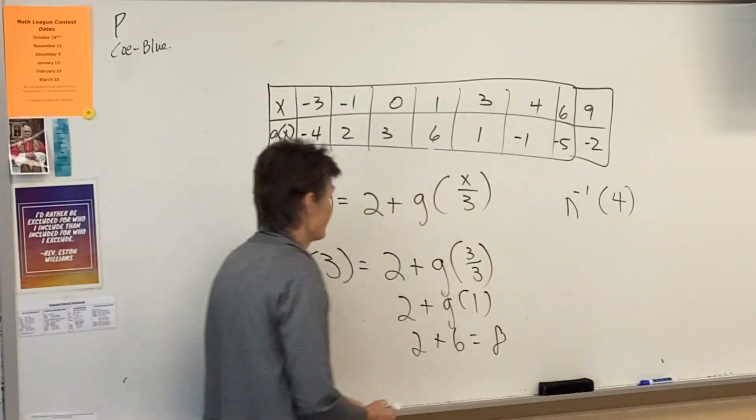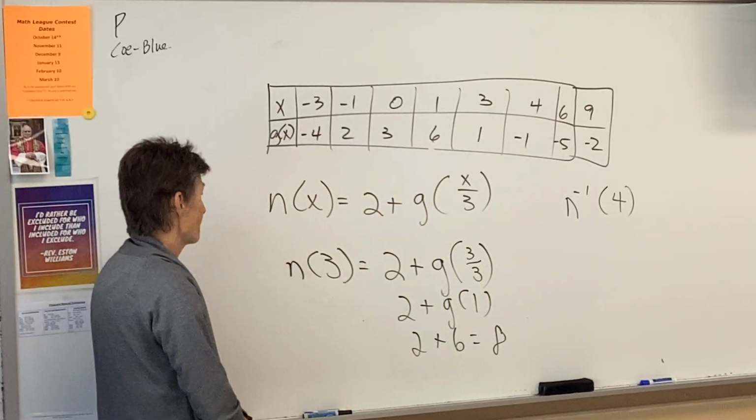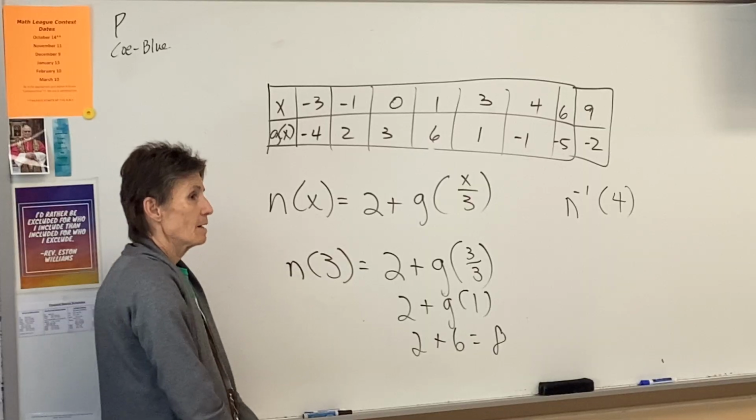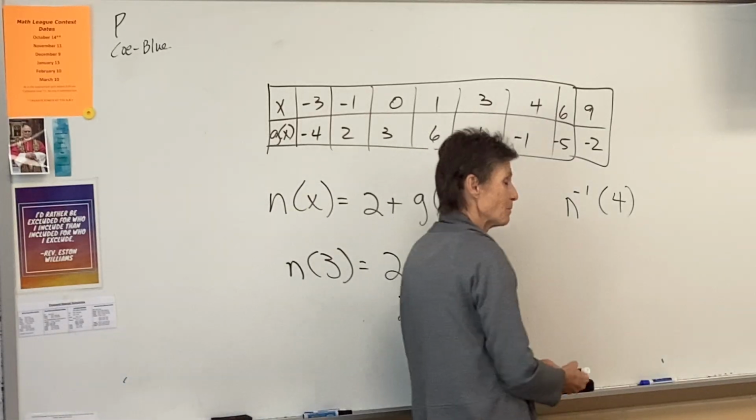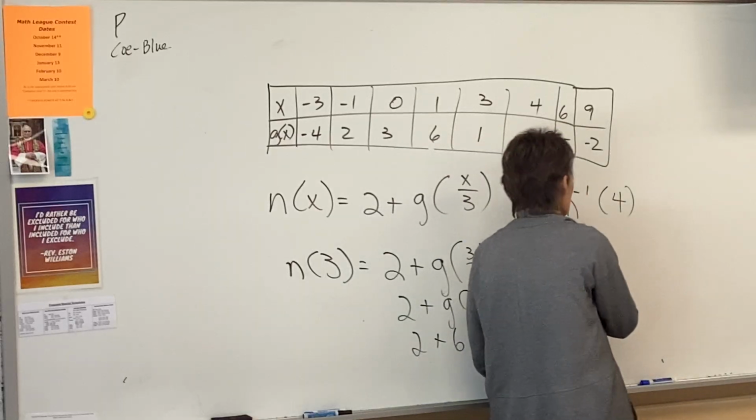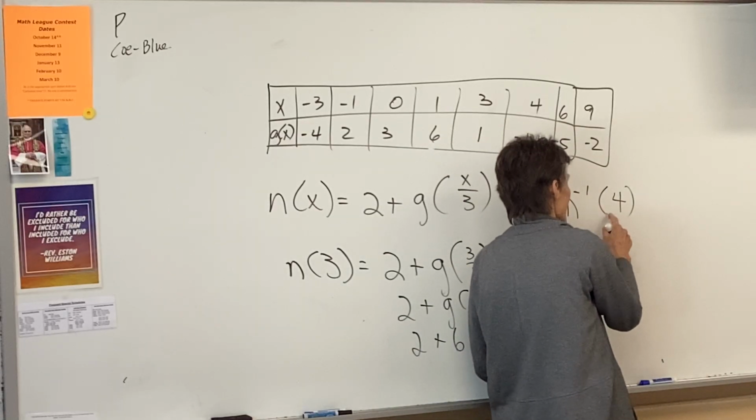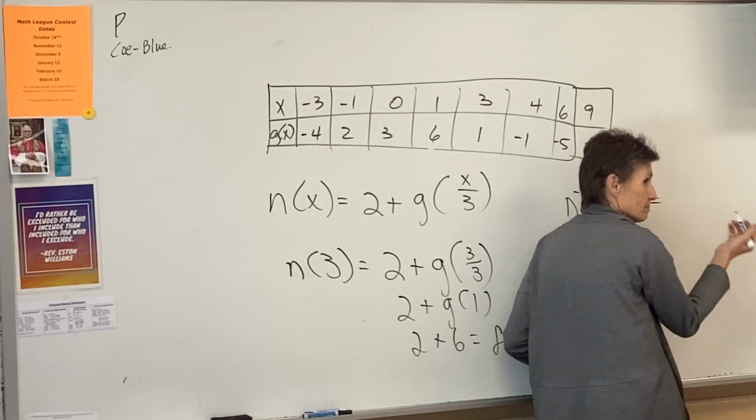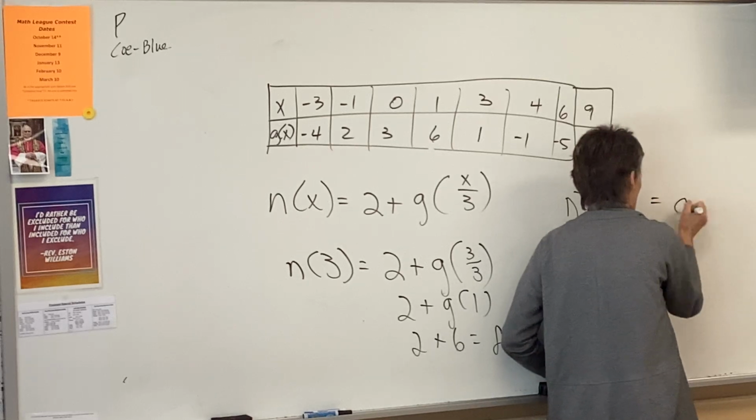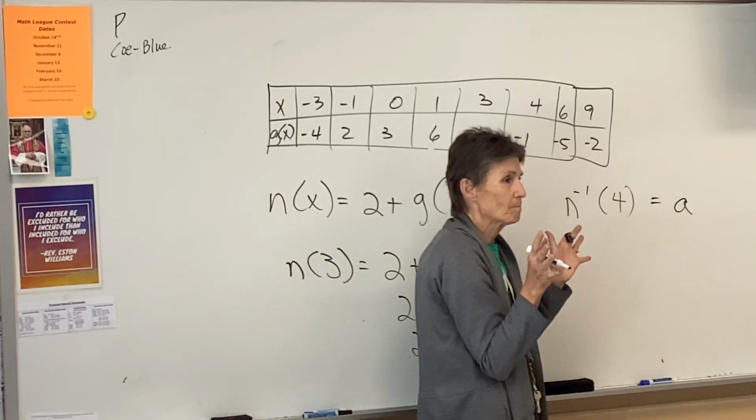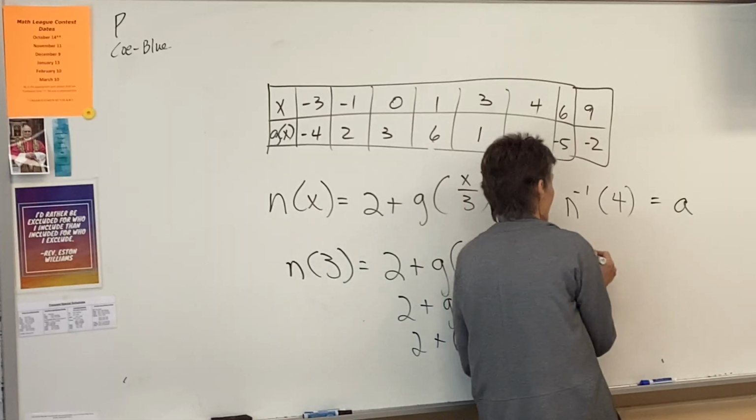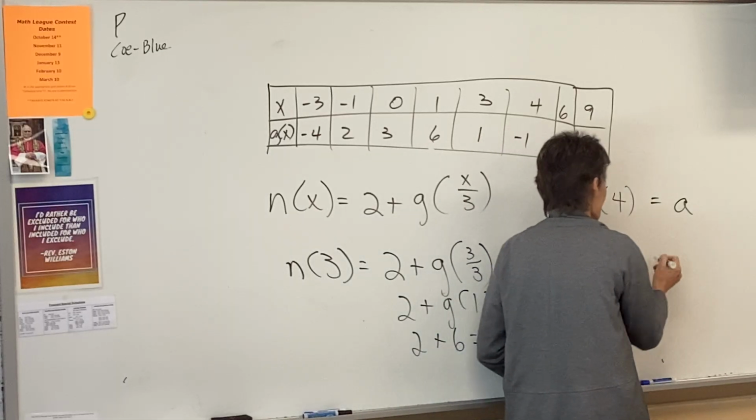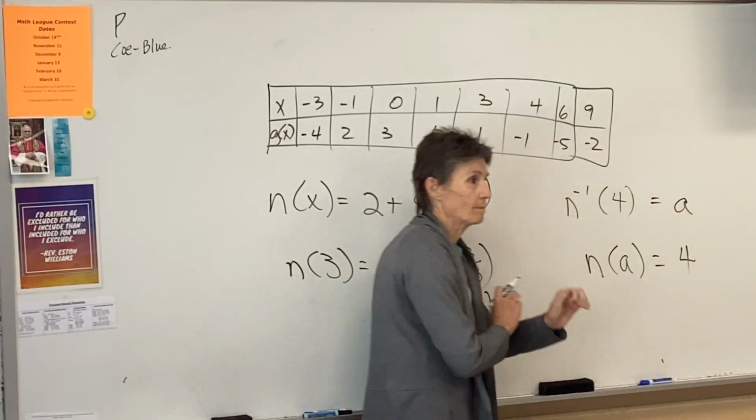I'm sorry. Since it's the inverse, you'd actually switch the x to the g of x. So it would actually be negative 1. Let's talk about that for a minute. Charlie says n inverse of 4 equals something, right? I'll call it A, the something. That means that n of that something has to equal 4.